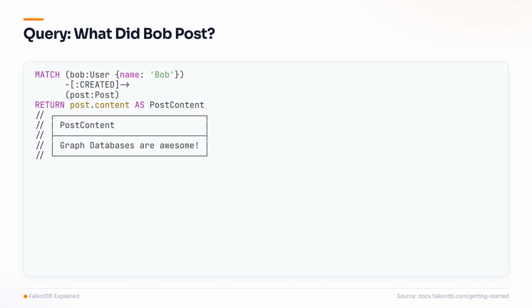Same idea, different relationship. This time we match Bob, follow his outgoing created edges, and land on nodes labeled post. We return the post's content property, renamed to post_content, and the answer comes back. Graph databases are awesome. Once you've internalized this one pattern, node, arrow, node, you can read and write most Cypher queries you'll ever need.